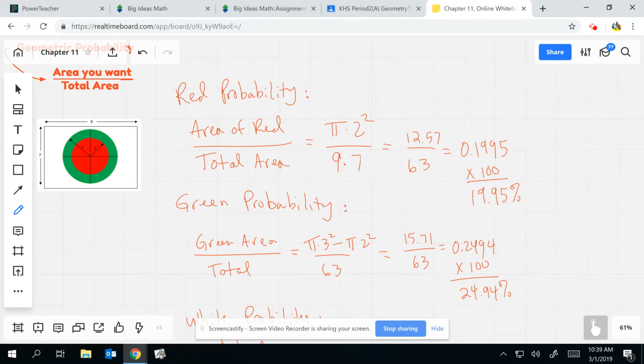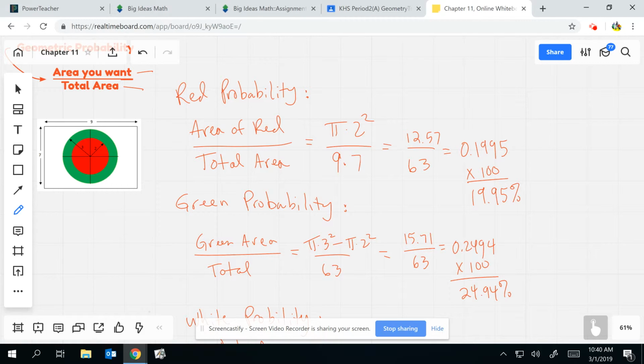So if I had a white dartboard with a red circle and a green circle, what's the probability of each color? What percent chance do I have of the dart landing in each color, if it hits the board? To do that, you need to find the area of the color you want and divide that by the total area. That's just easy. Get the area you're looking for, divide it by the whole thing.